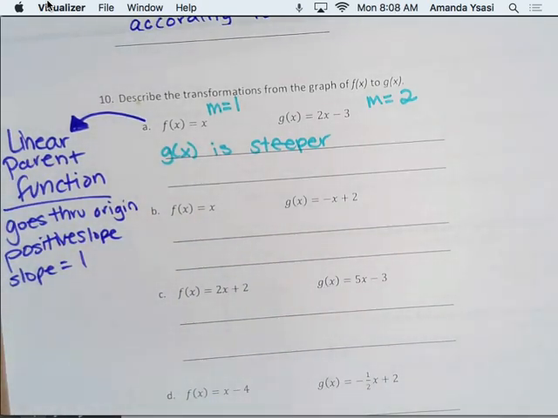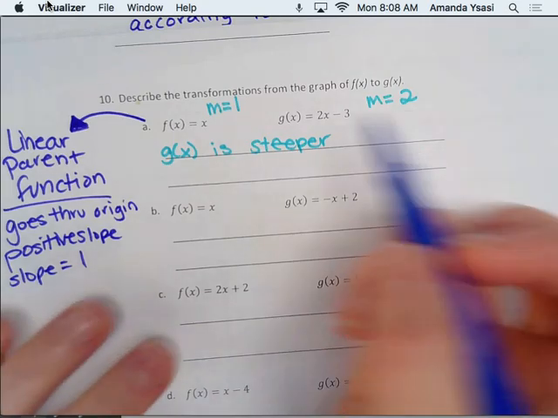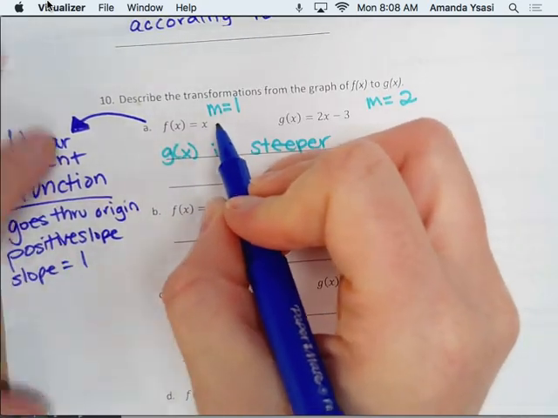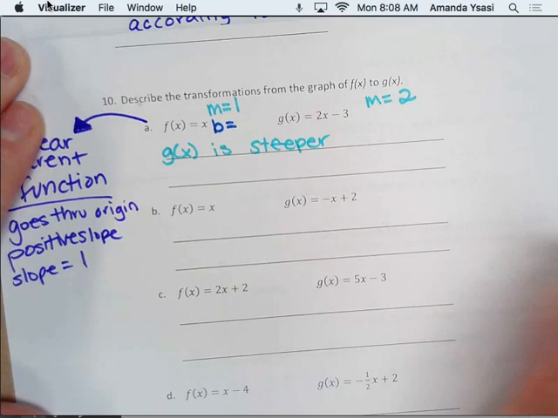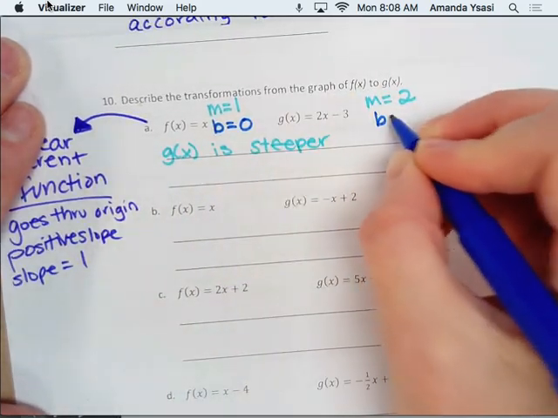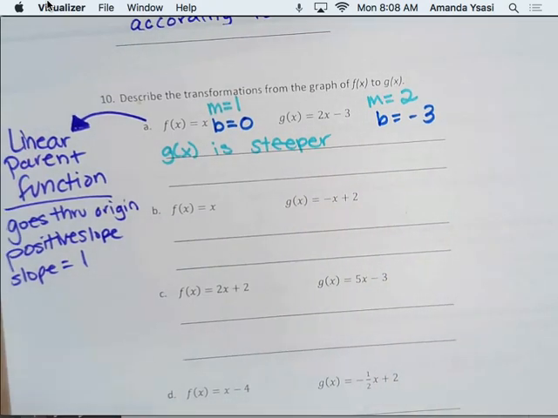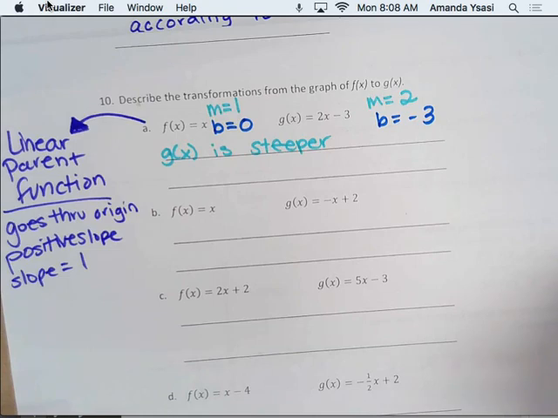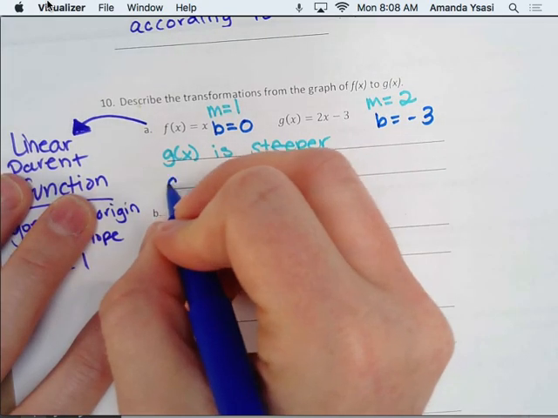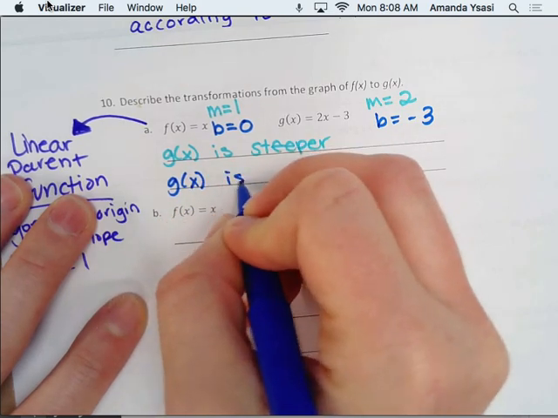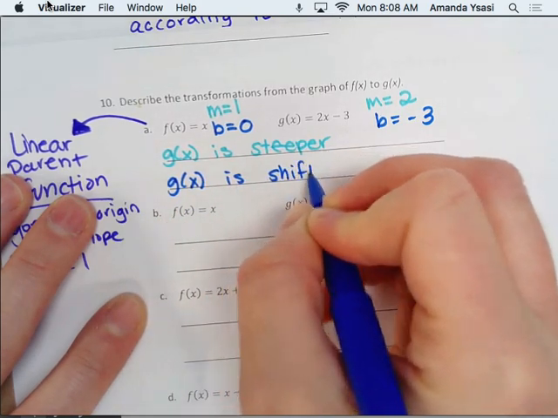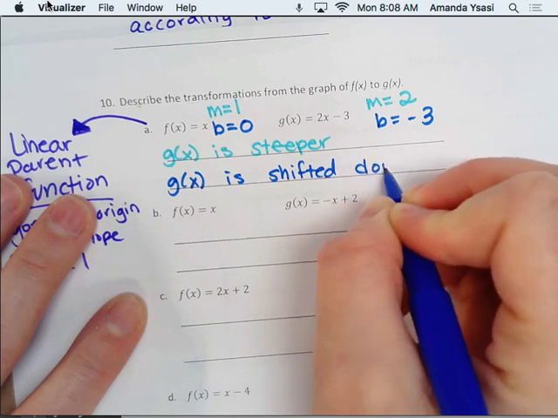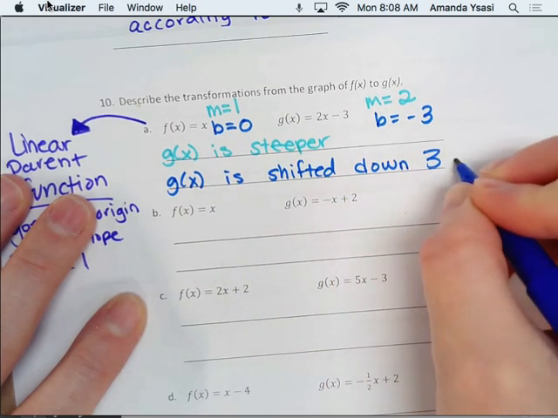And then the other part of the function is your y-intercept, the b. The b on this one would be 0, and the b here would be -3. So changing the y-intercept, what does that do to the graph? So g of x is shifted or translated down how many units? 3 units.